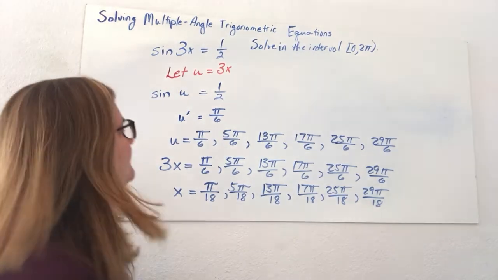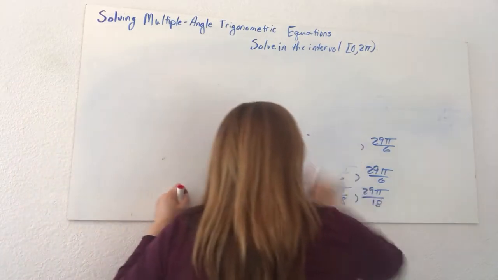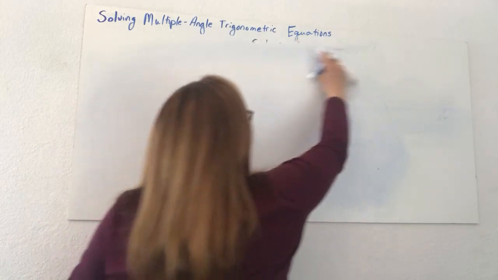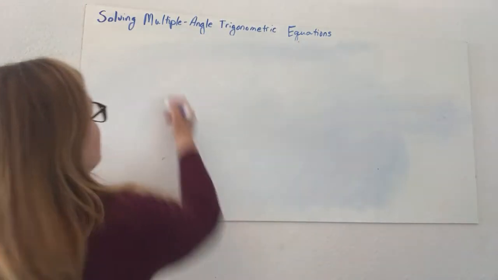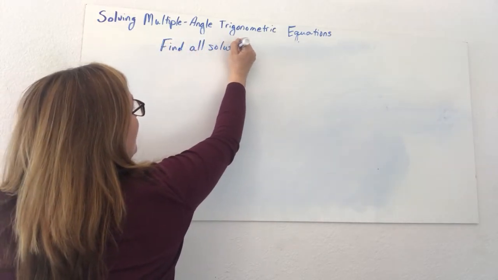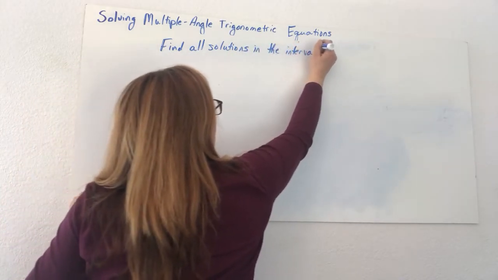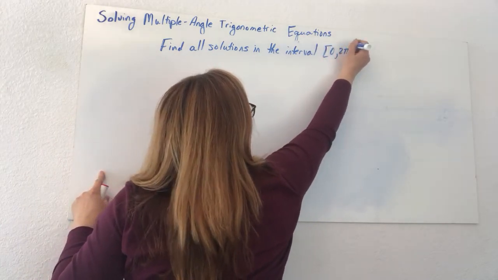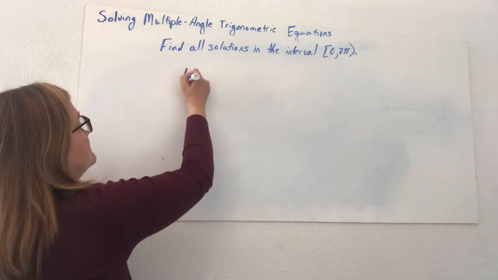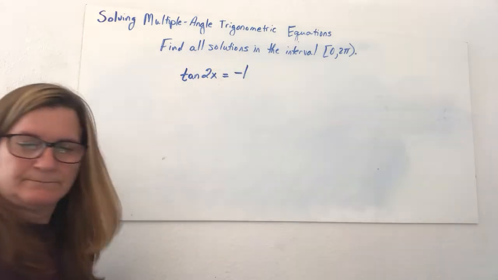Let's do another one. Let's say we're going to find all solutions in the interval 0 to 2 pi. And this time, let's solve the tangent of 2x equals -1. And let me get a drink.